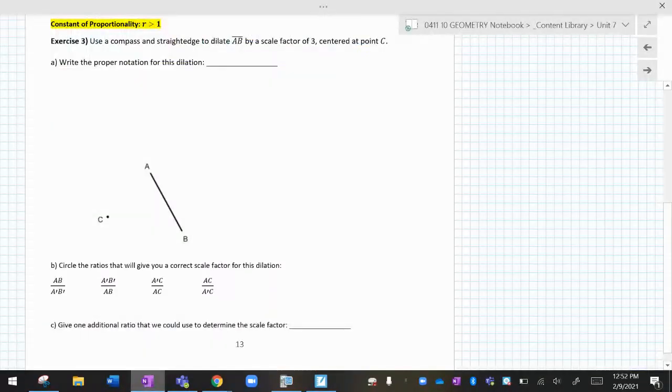Okay. And then it says give one additional ratio that could be used to determine the scale factor. Anything that's new divided by old. So let's see, I didn't do CB at all. So CB new divided by CB old would also give us a correct scale factor.